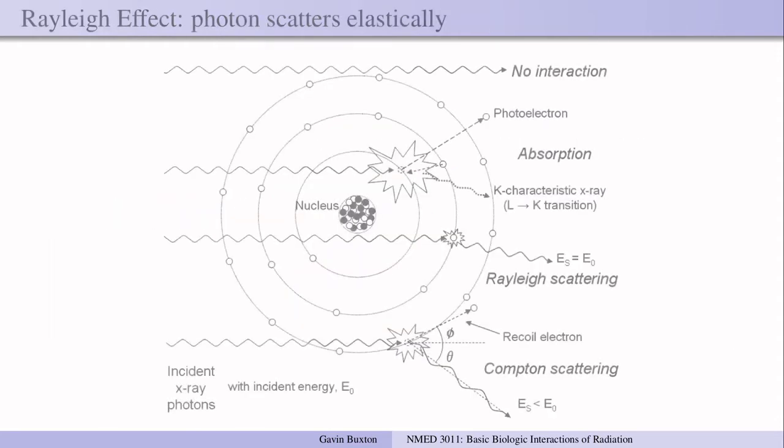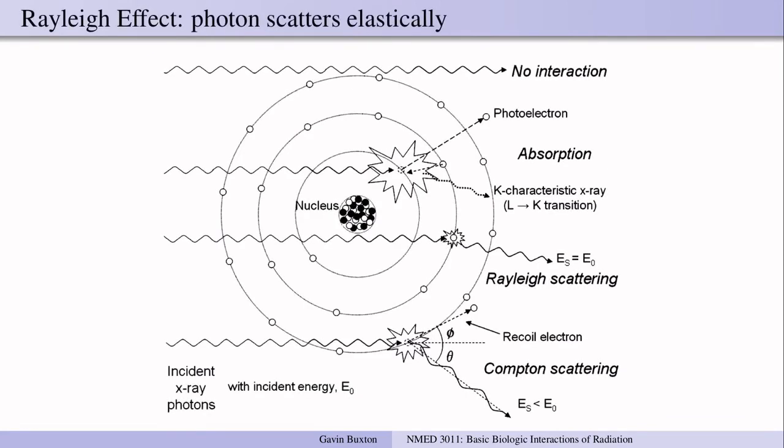The last effect is the Rayleigh effect. This is basically just photon scattering. They don't generally transfer any energy to the atom or to any electrons or anything else. It's just a change in direction of the photons. It's known as Rayleigh scattering. It does depend on frequency, and this is why the sky is blue. However, in terms of radiobiology, there isn't any energy deposited, so it really isn't of any consequence.